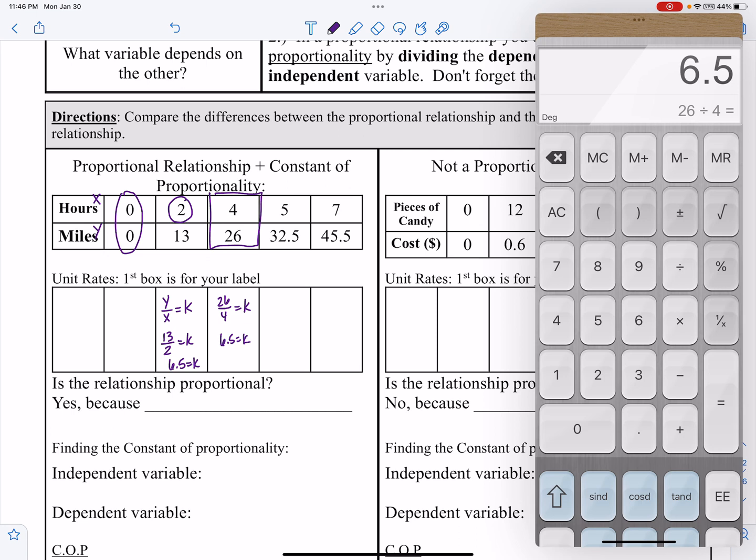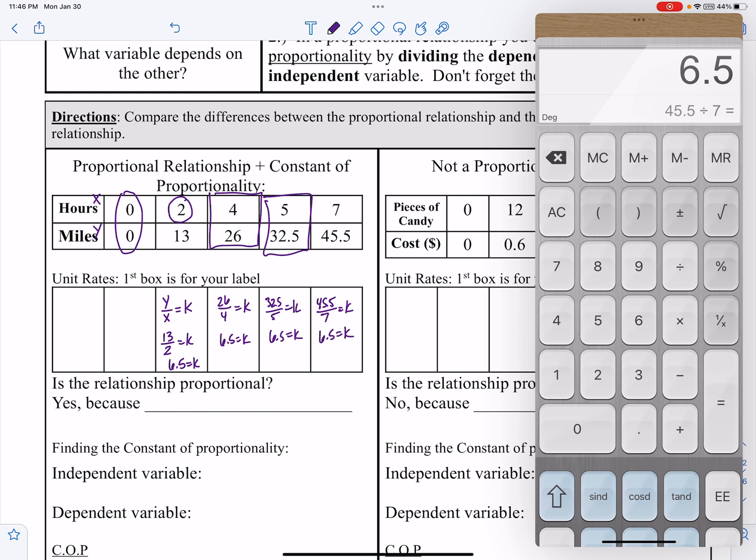Let's check our y over x for the next one. So 32.5 divided by 5. There we go. So this also has the same multiplier or constant of proportionality. And then our last one, 45.5 over 7. We're just doing this y over x equals k. Test this out. And we also get 6.5 equals k.